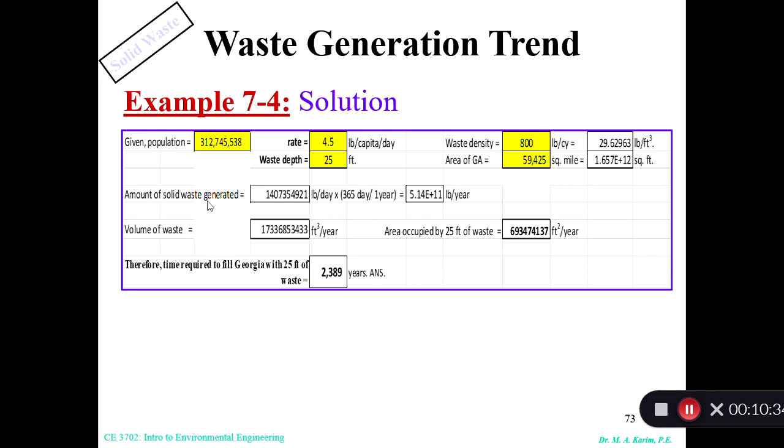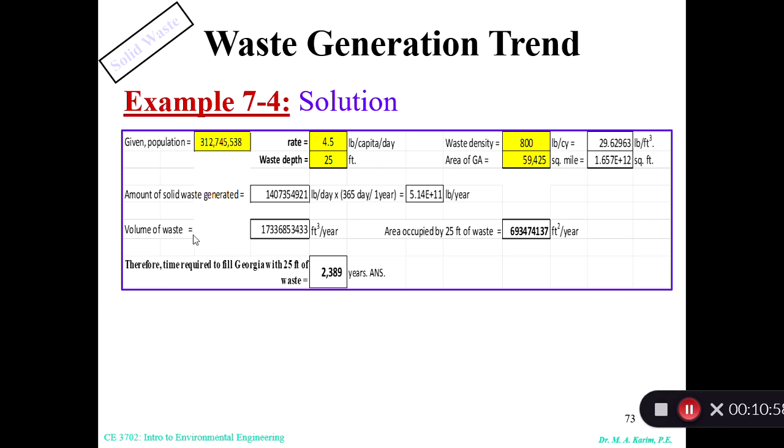So, the amount of solid waste generated. This would be, say, 4.5 per capita per day multiplied by this. This would be 140 million pounds per day, because I multiplied the population with this. Then 365 days equal to 1 year. So that means 5.14 times 10 to the power 11 pounds per year.